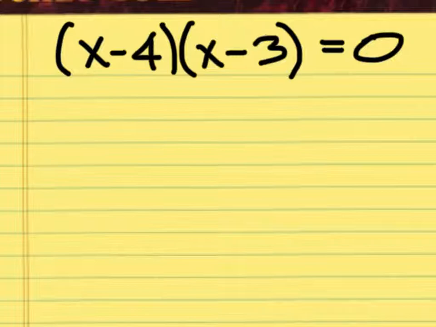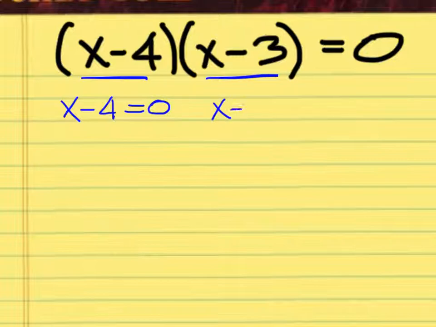And the first thing that you're going to do is find the x-intercepts. Here's how you do it. To find the x-intercepts, you set each quantity equal to 0. x minus 4 equals 0 and x minus 3 equals 0. This is not a new set of equations. This is the easiest equation you could ever possibly solve. This is what we started out with at the beginning of this year, and you've done this in middle school.